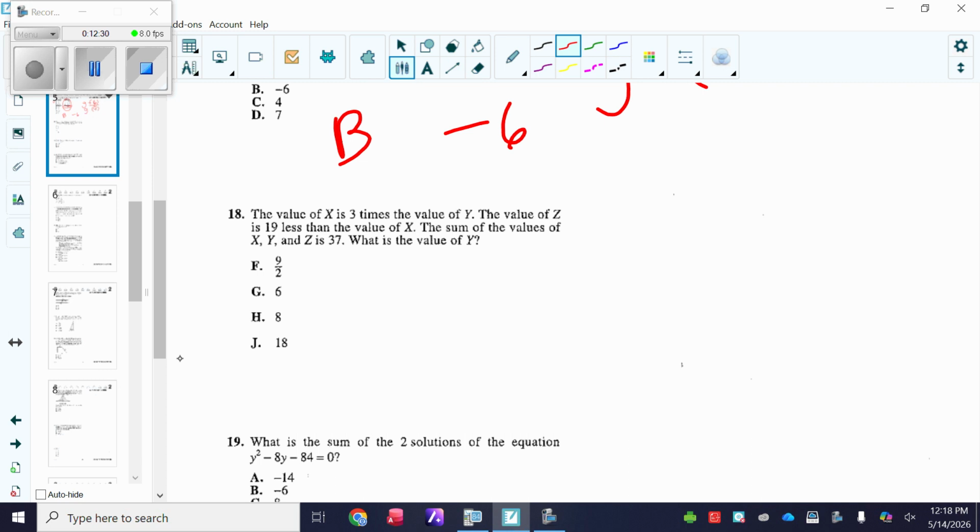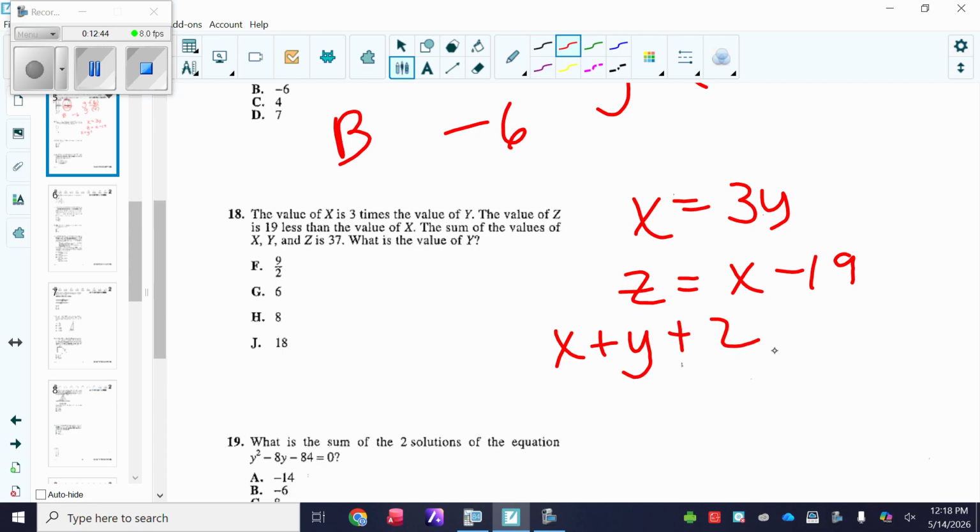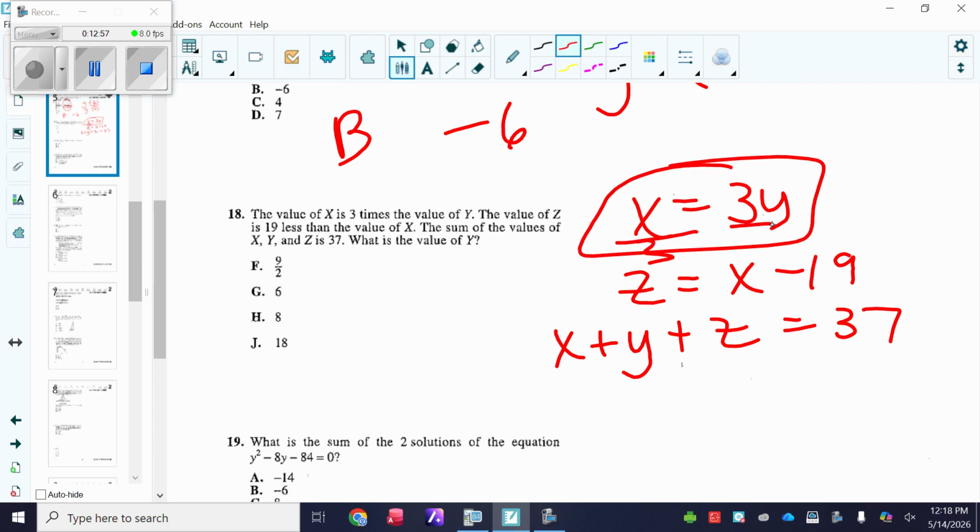Number 18 took me a while. The value of x is 3 times y. The value of z is 19 less. Remember that 19 goes in the back. And then x plus y plus z is 37. So what do? They all have x in it. So where I see a y, I divide by 3. So it would be x plus x over 3. And then where I see z, I put 19.